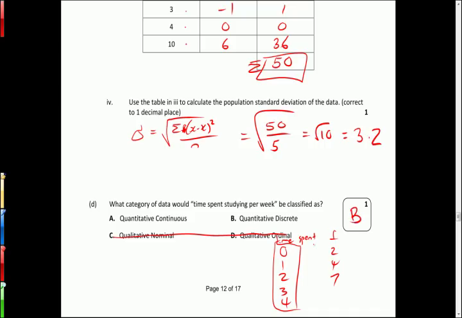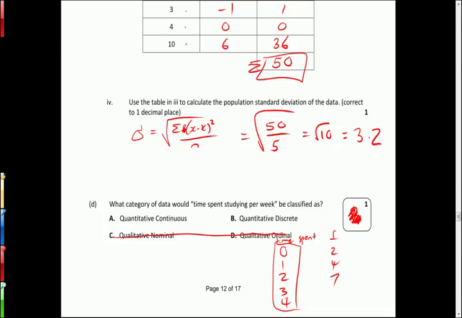Oh, no. What am I doing? Time spent studying per week, we classify it as... I didn't read my own question properly. I'm not going to edit that out. That was my own screw-up. Time spent studying per week. Here's me saying it could be 0 hours, 1 hour, 2 hours, 3 hours. I might arrange my data that way, but the question didn't say that.